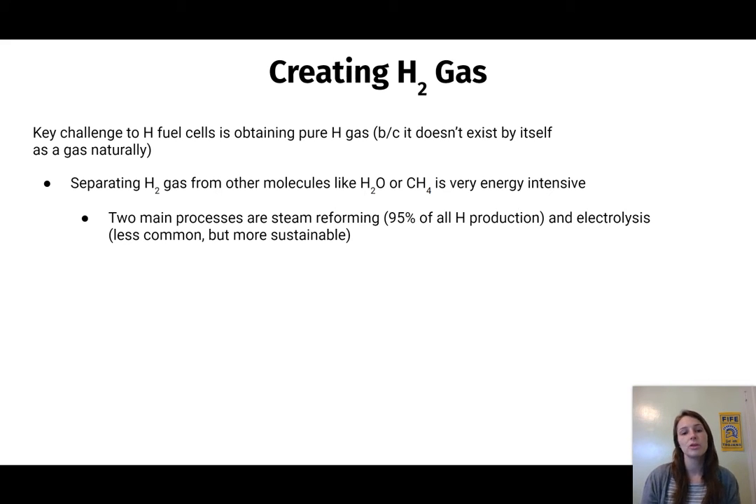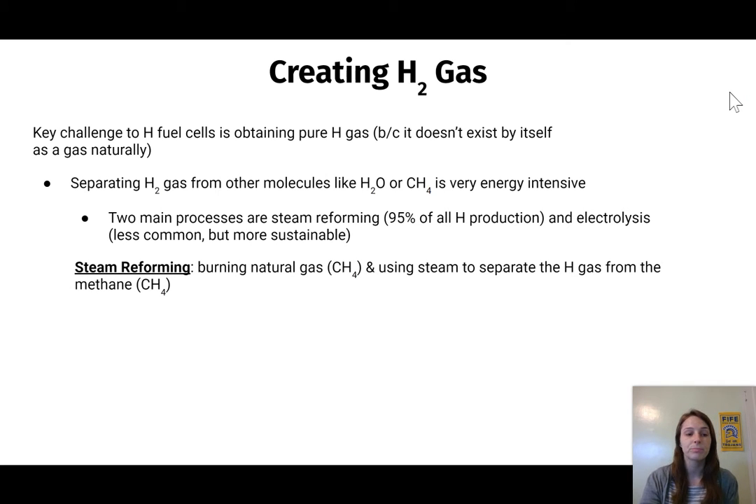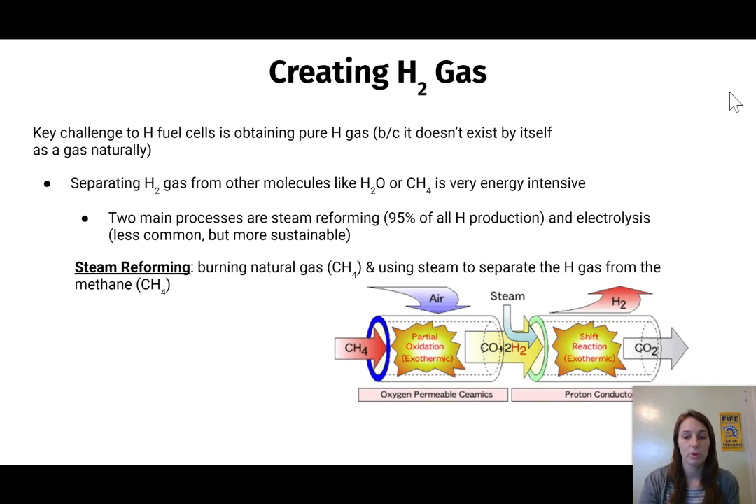And the first is going to be steam reforming, which is right now how we get 95% of all of our hydrogen production. And then the other option is going to be electrolysis, which is less common, but it is a more sustainable option. So the way that steam reforming works is you are going to burn methane, natural gas, and you are going to use steam to separate the hydrogen gas from the methane.